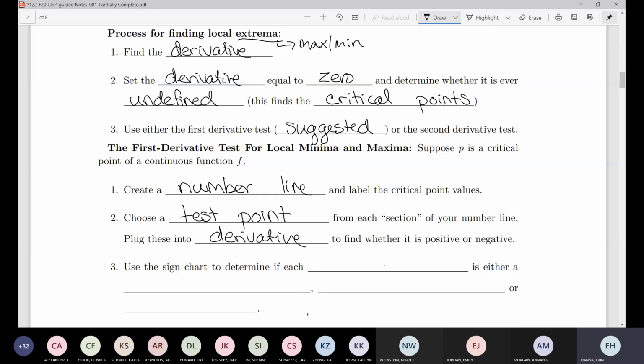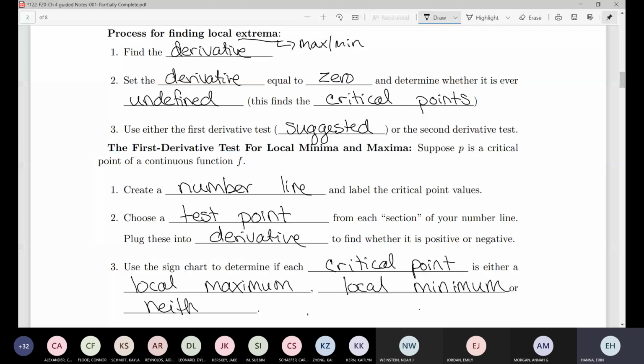This number line, I will start referring to as a sign chart. I'm probably going to use number line and sign chart interchangeably. But we're going to use that number line to determine if each critical point is a local max, a local minimum, or neither. So critical points don't need to be maxes or mins. It could be neither. Hold on for a second so people can catch up.